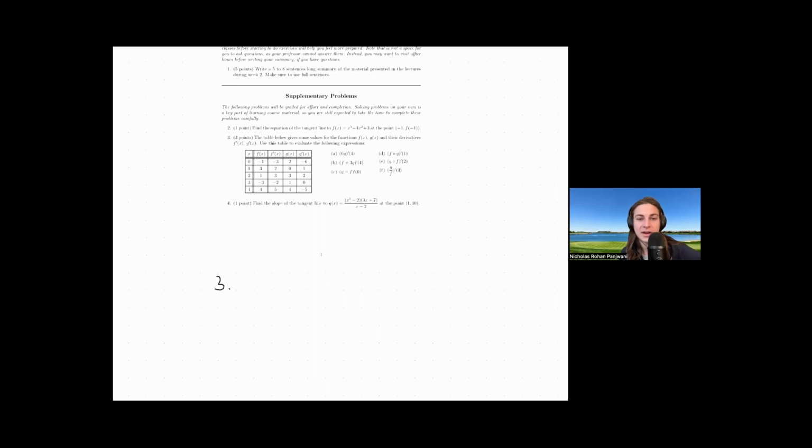So the table below gives some values for functions f of x, g of x, and their derivatives f prime of x and g prime of x. Use this table to evaluate the following expressions. So A, we have 6g prime of 4. So the first step here is to recognize that this is equal to 6 times g prime of 4. So that's one of the derivative rules. It's the constant multiple rule.